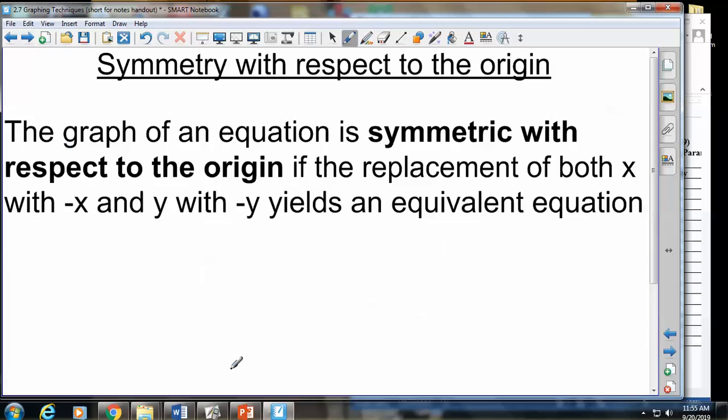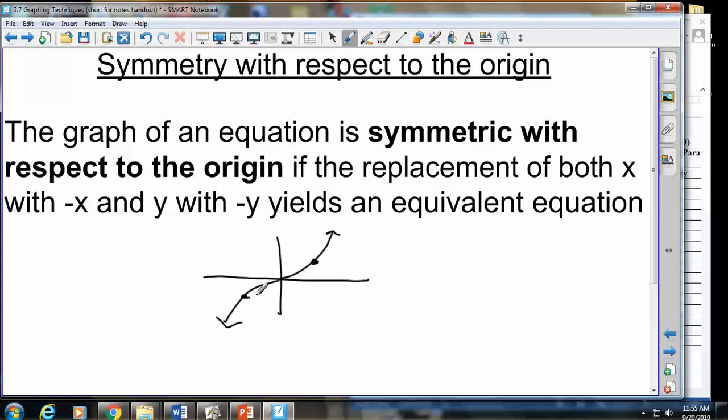The third type of symmetry is symmetric to the origin. That means you would have to flip over both the x and the y-axis before it would overlap itself. So if you have a point like 1, 1, you would also have -1, -1. You have to change the sign on both the x and the y to make it work.